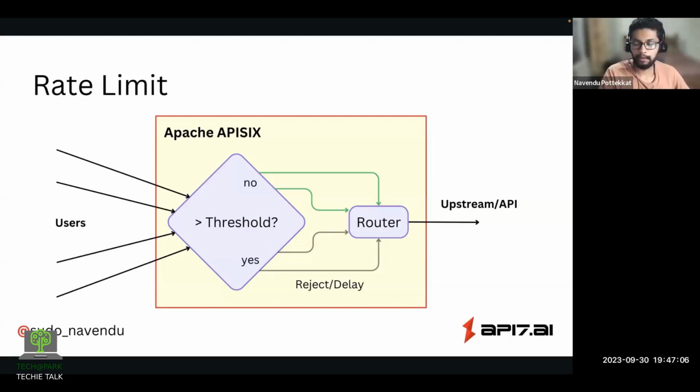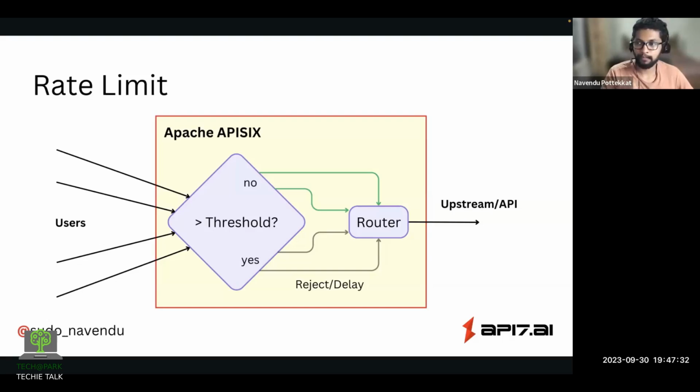And when the number of users or requests exceeds this particular threshold, APISIX can actually reject these requests or delay these requests so that your backend, your upstream services, get the appropriate amount of traffic that they can handle.